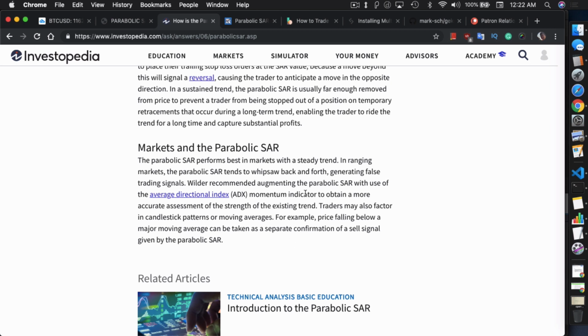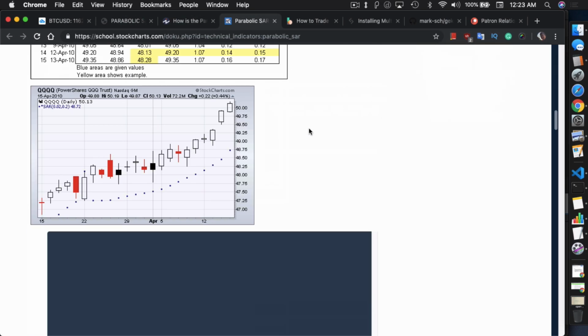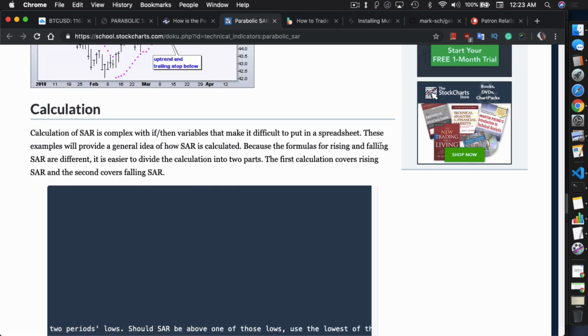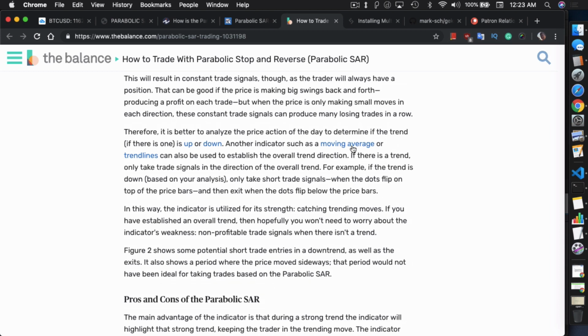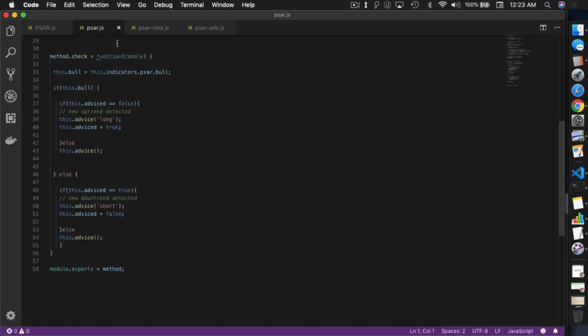They're saying to pair up the Parabolic SAR with the ADX, the average directional index, to confirm a particular trend is actually happening. And I believe in other articles, I think it was in StockCharts, they recommended you also pair it up with a simple moving average. No, actually it was in the Balance article here. So they suggest you pair it up with a moving average. That's basically what I did in this version.